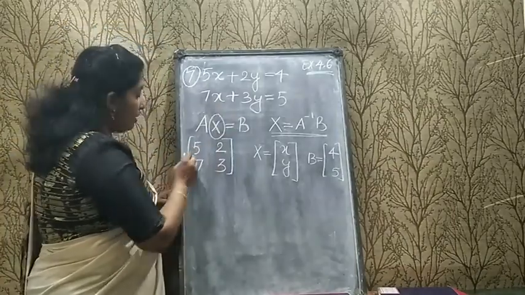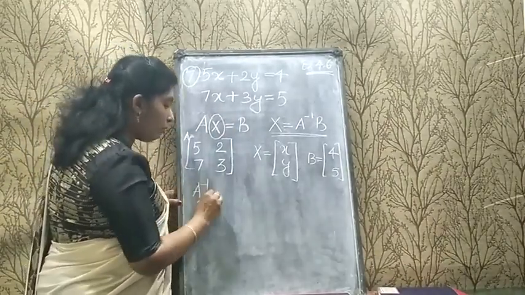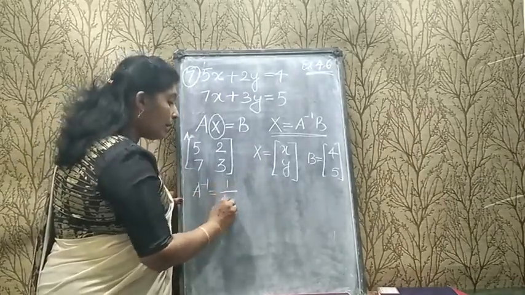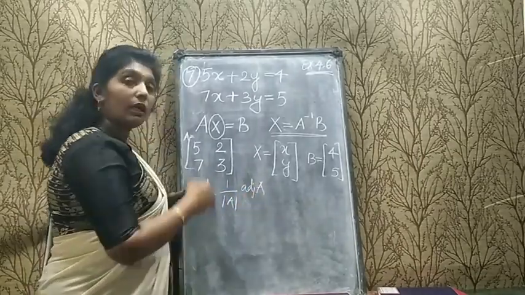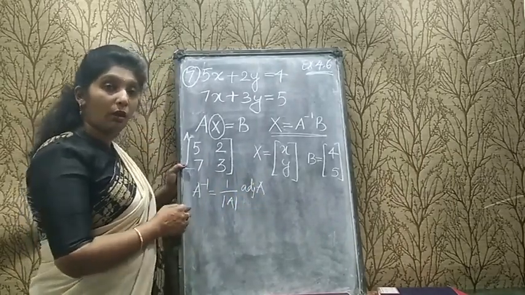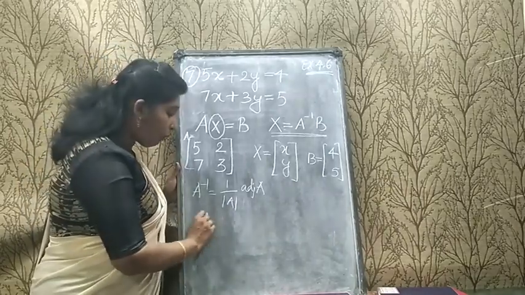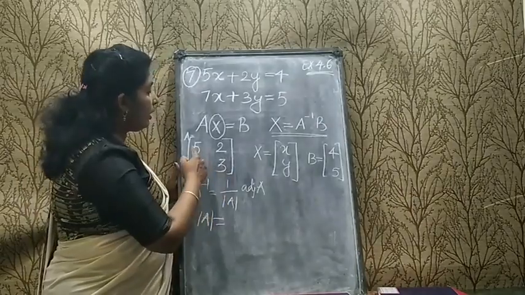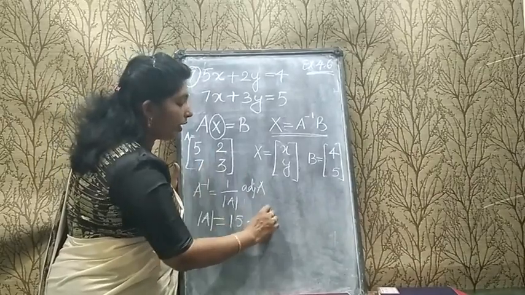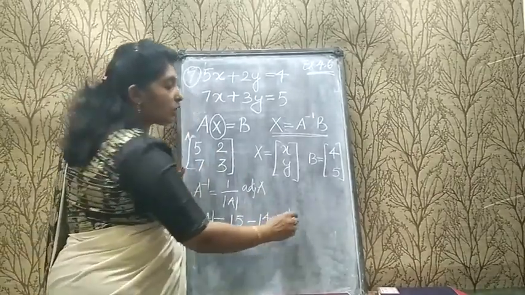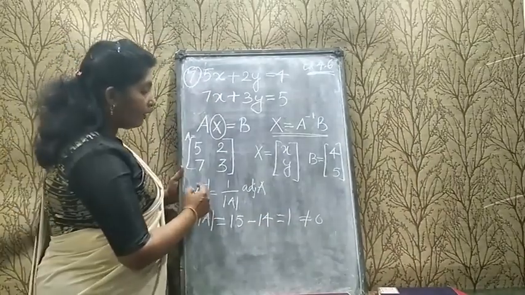Now A is this one, this is the A matrix. For finding A inverse, A inverse is equal to 1 by determinant of A into adjoint of A. Here also, first of all you have to check the consistency. For checking the consistency, check the determinant of A. Determinant of A is equal to 3 into 5, 15, minus 7 into 2, 14. That is equal to 1, which is not equal to 0. So it is consistent, and now you can find A inverse.